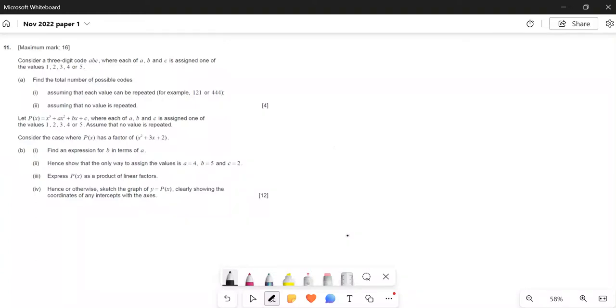Consider a three-digit code ABC where each of A, B, and C is assigned one of the values 1, 2, 3, 4, or 5. Find the total number of possible codes, assuming that each value can be repeated, for example, 1, 1, 1 or 4, 4, 4. So that means we have 3 slots, and then there are 5 options here, 5 options here, 5 options here, because there are 5 numbers.